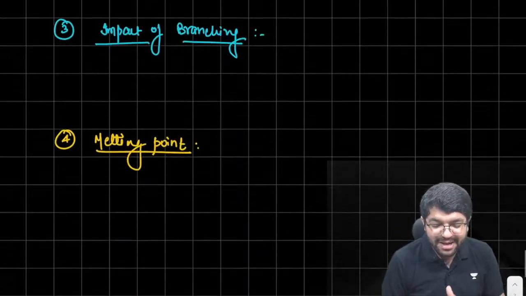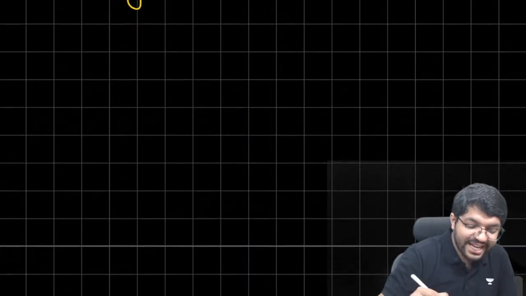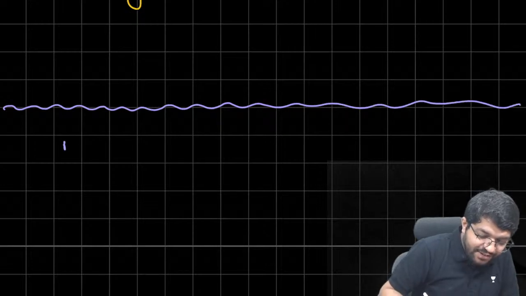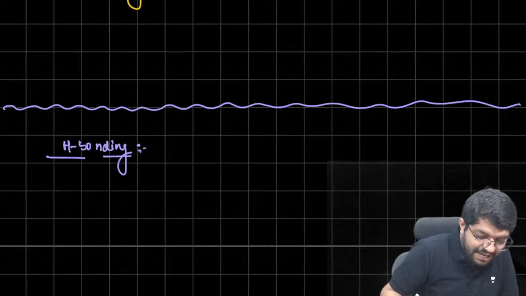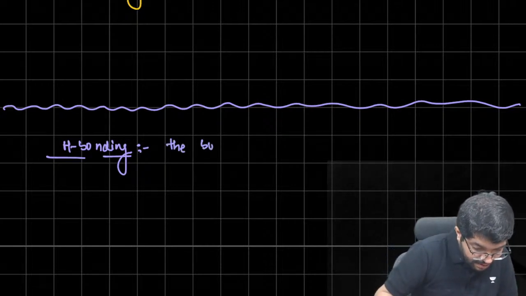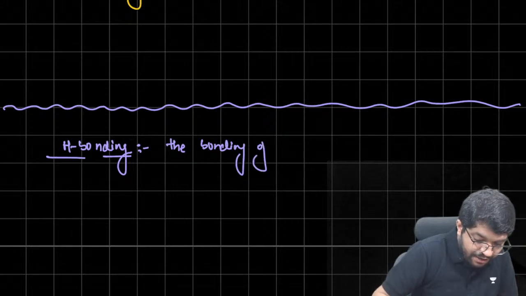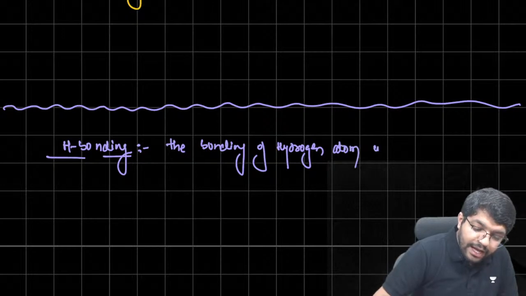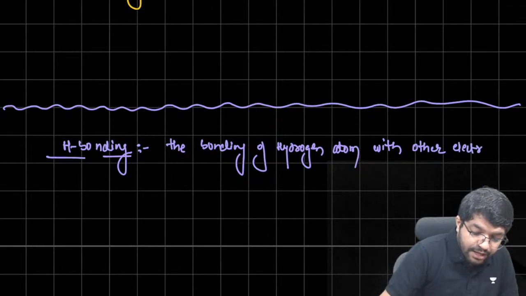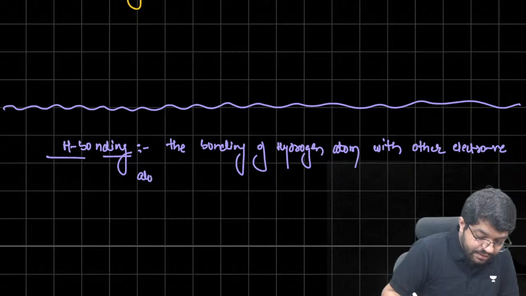So now when we talk about alcohols, let us always talk about one concept which is called hydrogen bonding. Five minutes of deviation from the main topic, but something very important for your concept. H bonding is the bonding of hydrogen atom with other electronegative atoms.